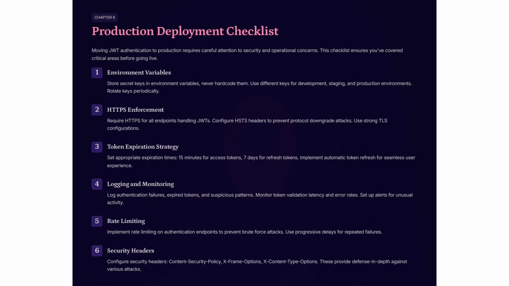Ensure secret keys are stored in environment variables, not hard-coded. Enforce HTTPS with strong transport layer security and HTTP strict transport security headers. Set token expiration, 15 minutes for access, 7 days for refresh. Log failures and monitor for anomalies. Implement rate limiting to prevent brute force attacks. Configure security headers for additional protection.